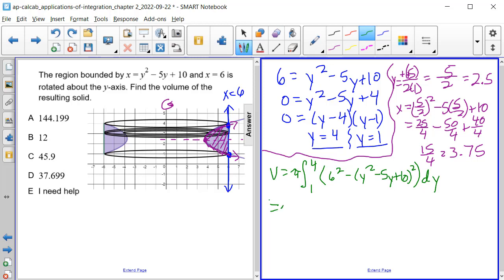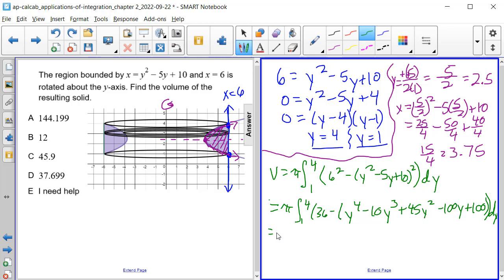So now let's continue. We have pi times the integral from 1 to 4. When we square 6, we'll get 36. And we're going to subtract. If we multiply this whole thing out, it's going to end up being y to the 4th minus 10y to the 3rd plus 45y squared minus 100y plus 100. And we're going to integrate this whole thing with respect to y.